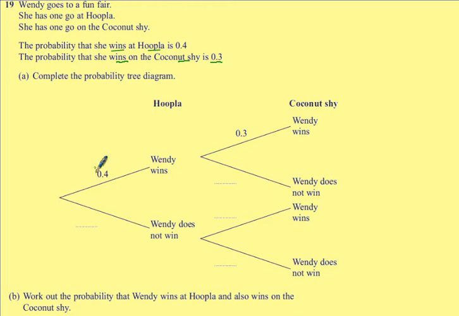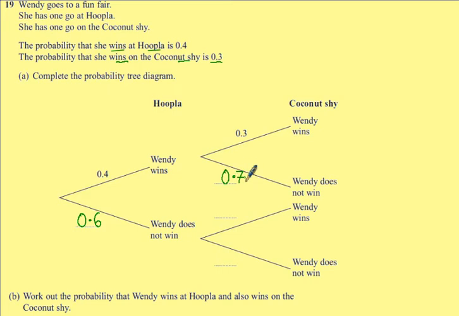Well, if the probability she wins is 0.4, then the probability she loses must be 0.6. Obviously our probabilities on these trees need to add up to make 1. Exactly the same here. If Wendy wins the coconut shy, it's 0.3. She loses the coconut shy, that's going to be 0.7.